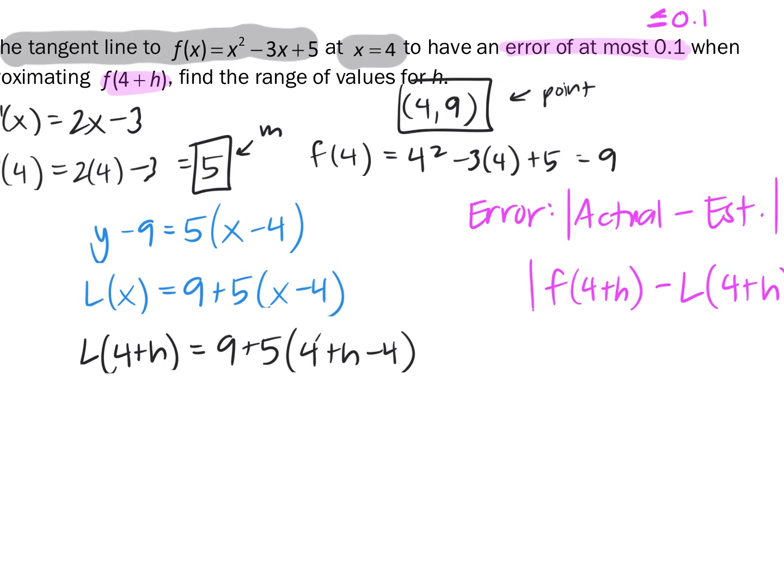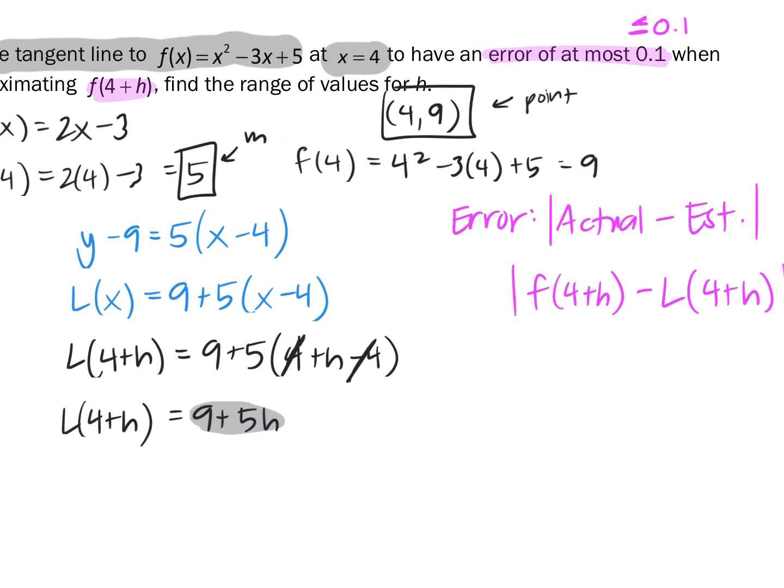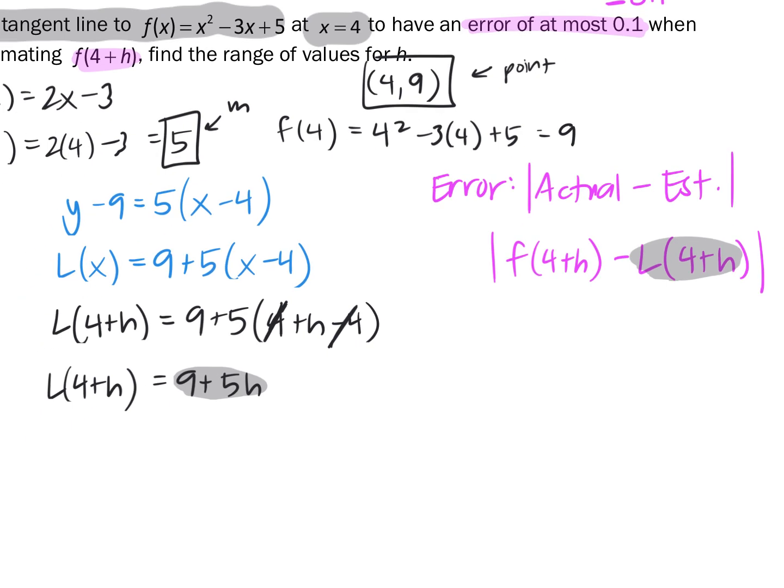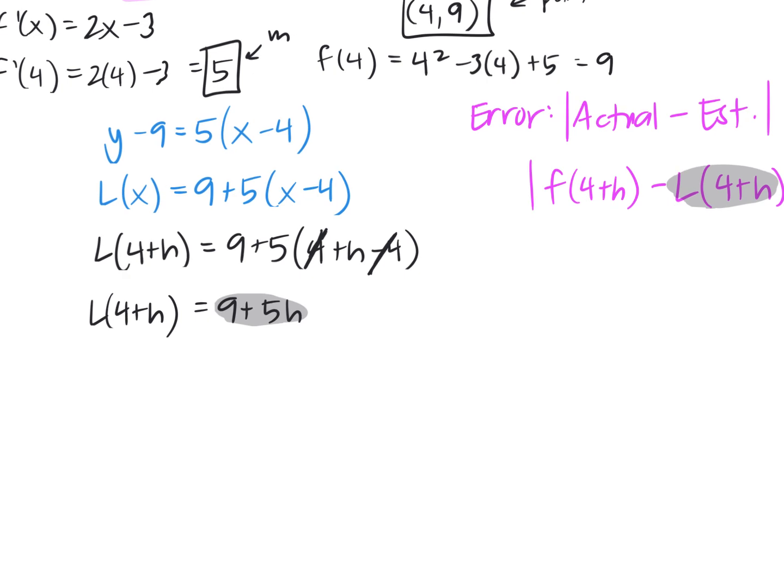Which means those 4's inside the parentheses are going to go away. And I'm going to be left with 9 plus 5 times h, right? So that is my local approximation of 4 plus h, which means I'm going to plug this in where I have my approximation or my estimate value for my error. But now I need to find also f of 4 plus h.